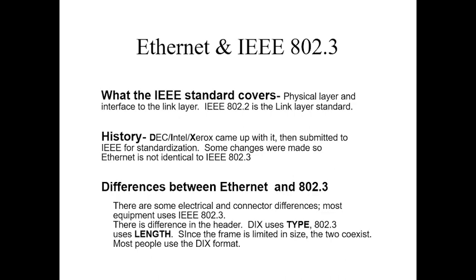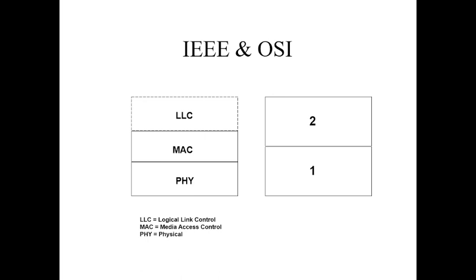So that covers the history, the differences, and what the standard covers. In the OSI model, IEEE covers the LLC, MAC and physical layers. LLC means logical link control, MAC means media access control, and PHY is the physical layer. So we are using OSI layer 1 and layer 2.